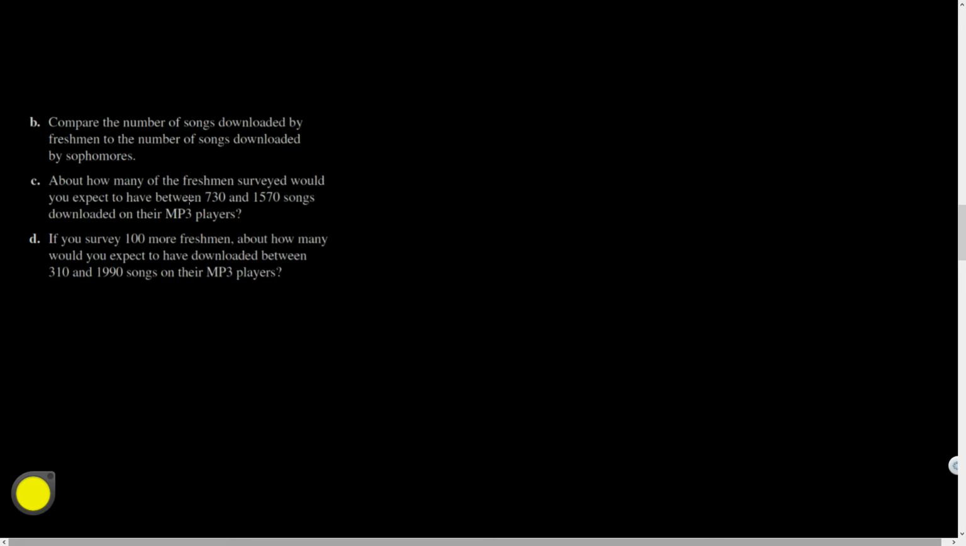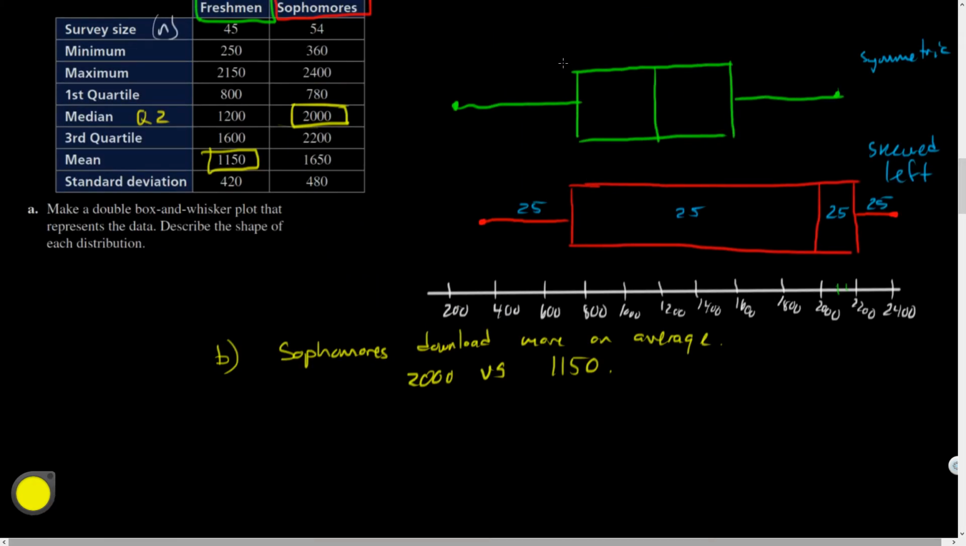About how many freshmen surveyed would you expect to have between 730 and 1570 songs? Okay. I already forgot. Was it 730 and 1570? How many would you expect to be between here? Why are you saying 50? Right. Yep. So here's 25, here's 25, here's 25, 25. I lost a little bit over here, but I gained about that same amount over here. It's not perfect. It is an estimate. But yeah, I think 50 is great.